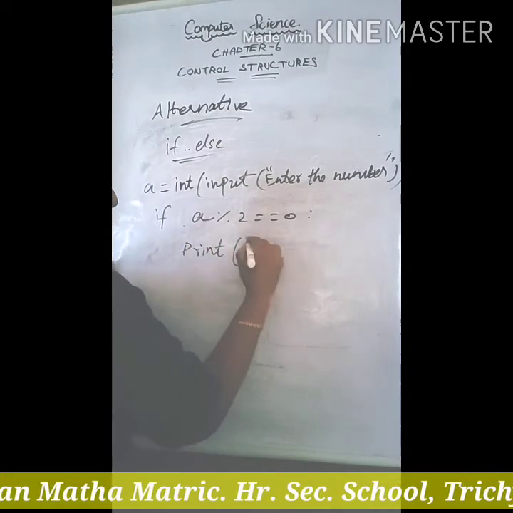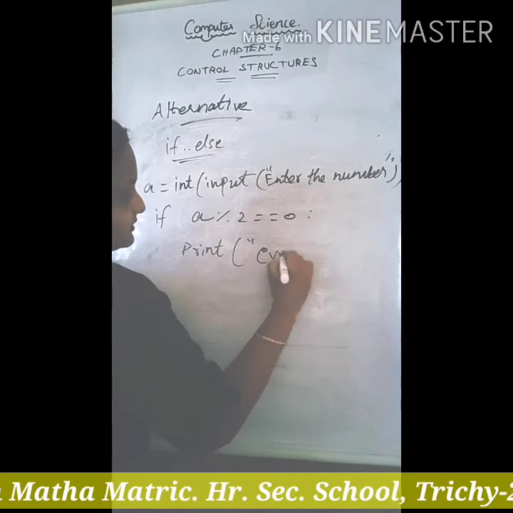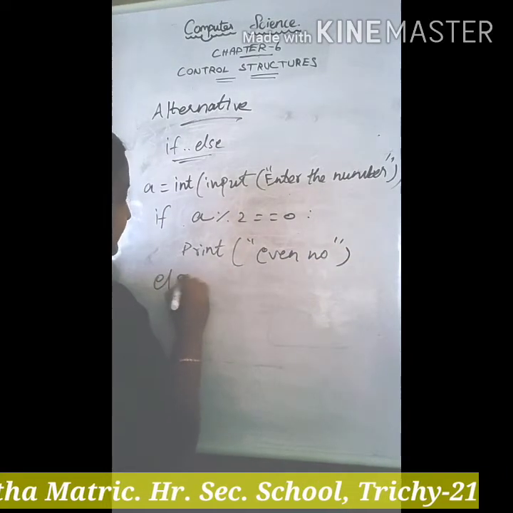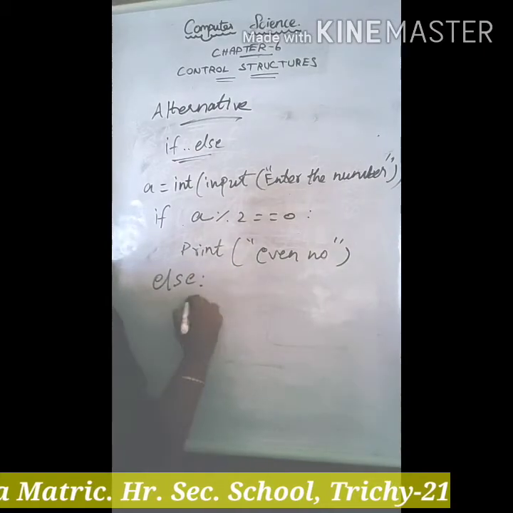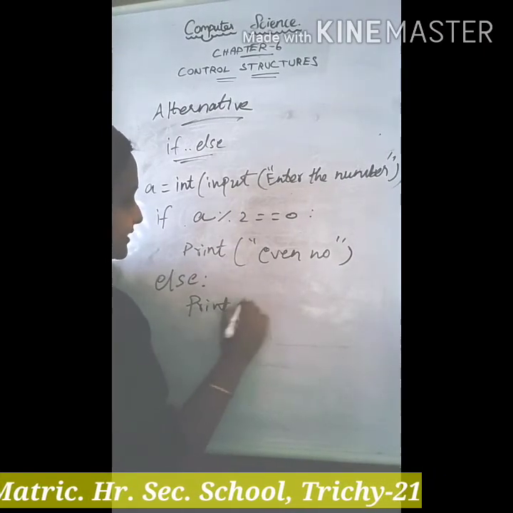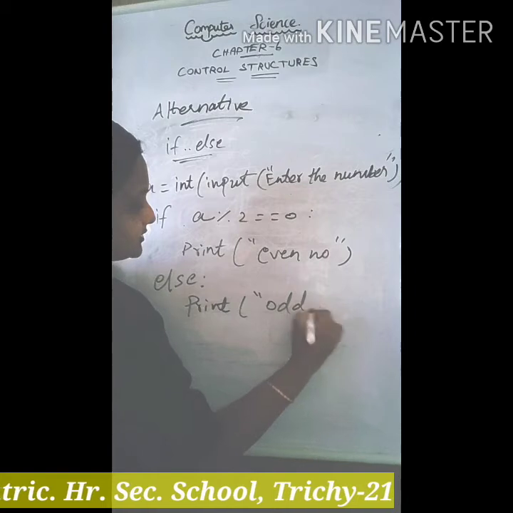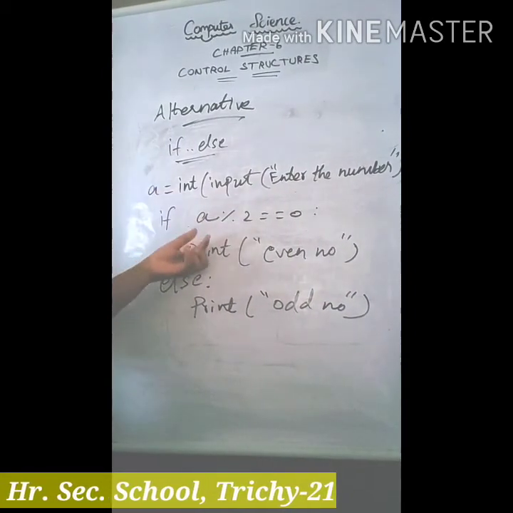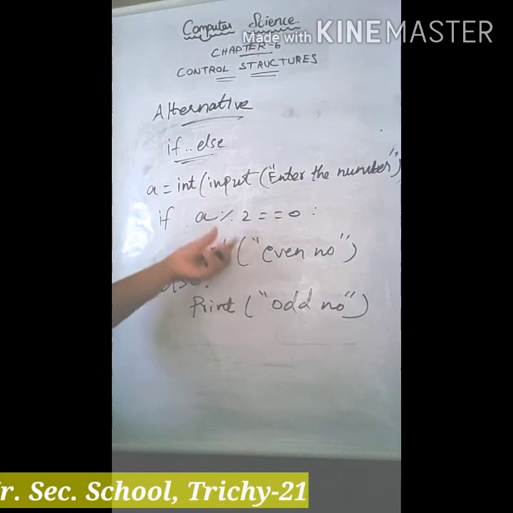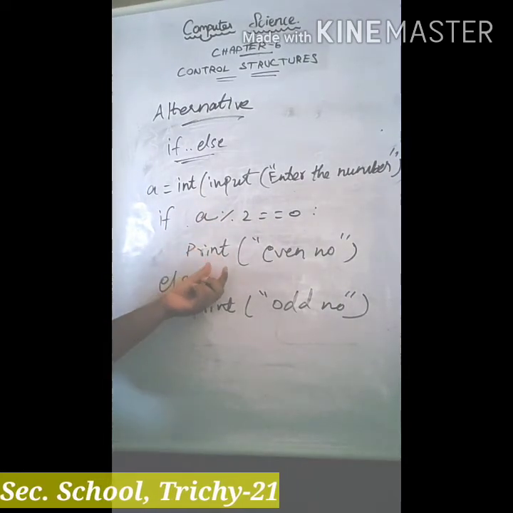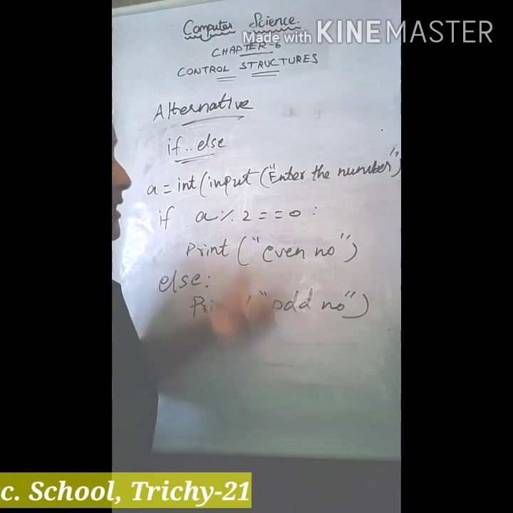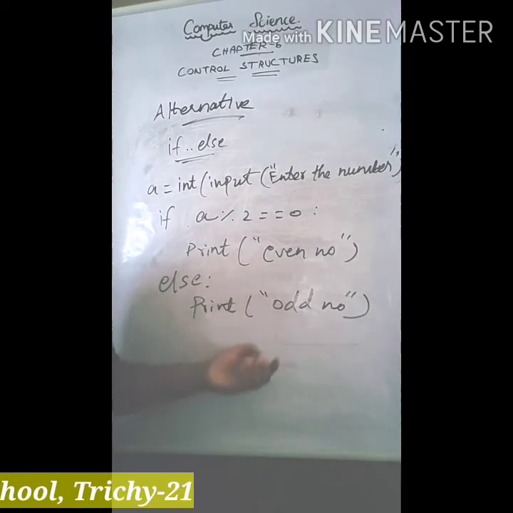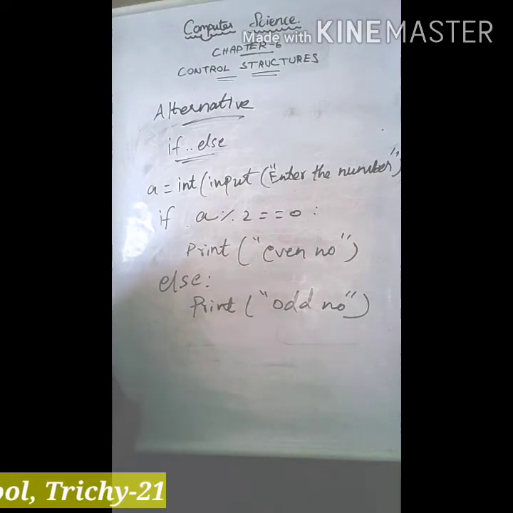If the condition is true, it prints even number. Else means the false part, so else it prints odd number. So if we give a number, it will check with the condition. If the given condition is true, it produces the result even number. In case the condition is false, it displays the result that the given number is an odd number.